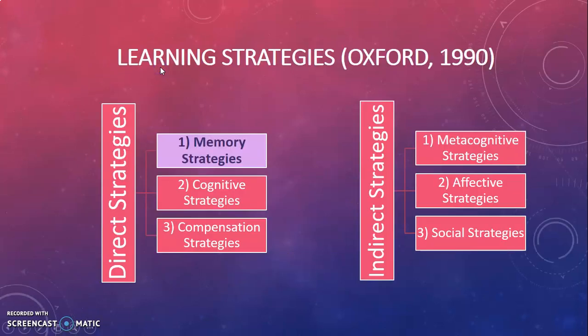So first of all, according to Oxford 1990, learning strategies are divided into two. The first one is direct strategies, which consist of the memory strategies, cognitive strategies, and compensation strategies. The second one is the indirect strategies, which include the metacognitive strategies, affective strategies, and social strategies. So as you can see there, I've highlighted the memory strategies, which is a part of the direct strategies. So it will be the one that I will be focusing on today.